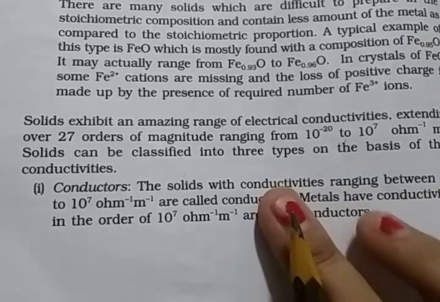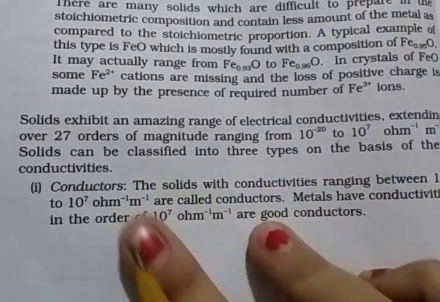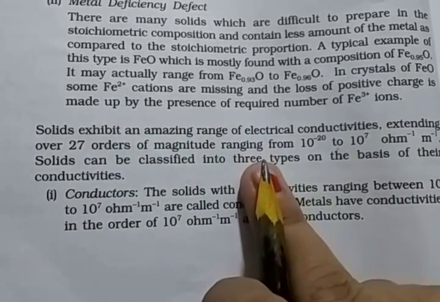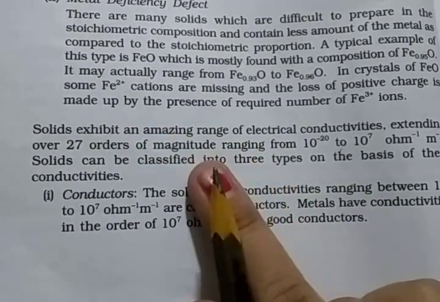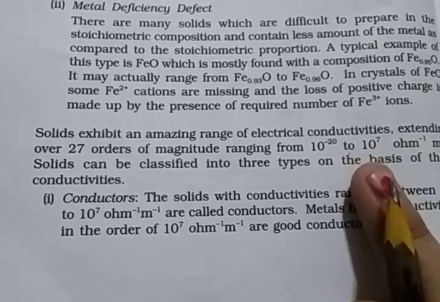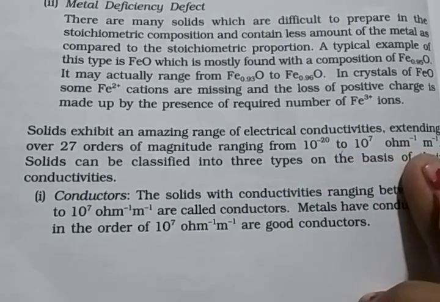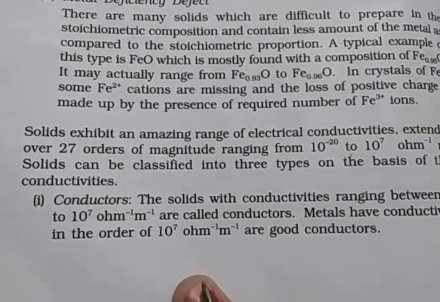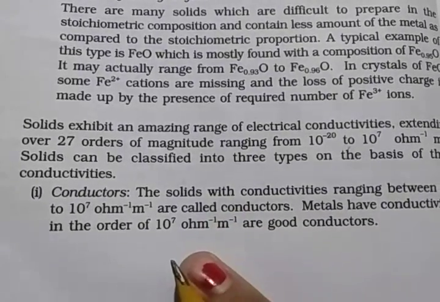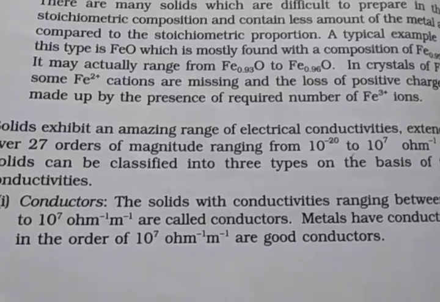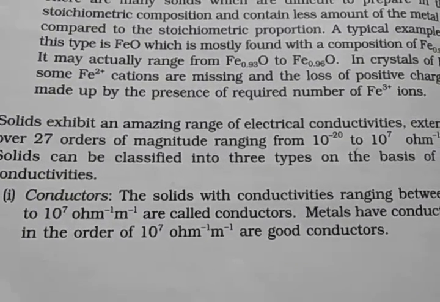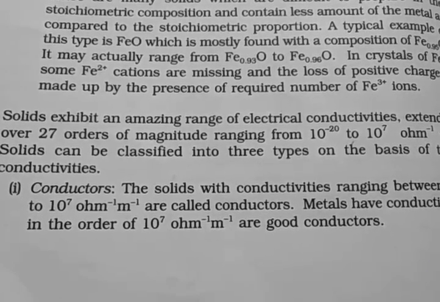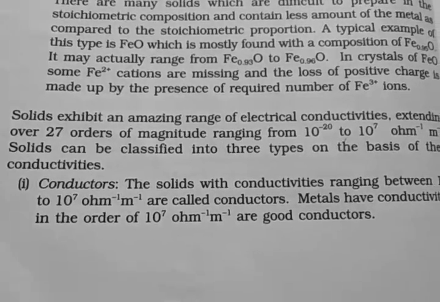So solids can be classified into three categories on the basis of conductivities, because they exhibit an amazing range of electrical conductivity. So it is divided into three types. On the basis of conductivity, first is conductors, second is insulators, and third is semiconductors.